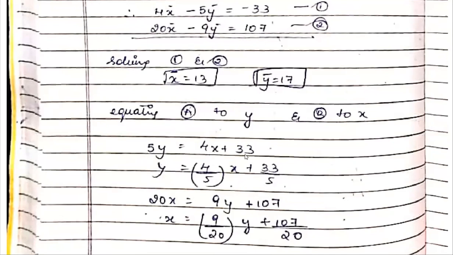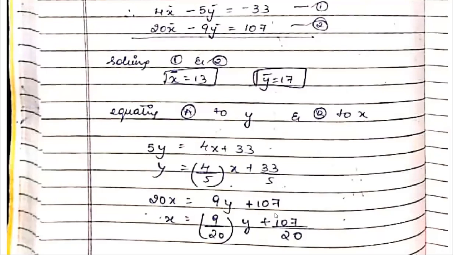5 is shifted to the right side. So it's 4 by 5x plus 33 by 5. So we got y on x. We are trying to find y on x and x on y from the given equations. So from the second equation, we have 20x is equal to 107 plus 9y. From that you find out x. Just shift the 20 to the right side. So that would be 9 by 20 into y plus 107 by 20.